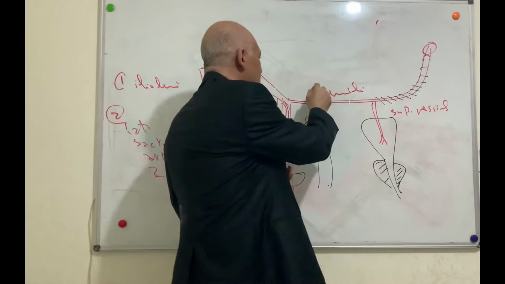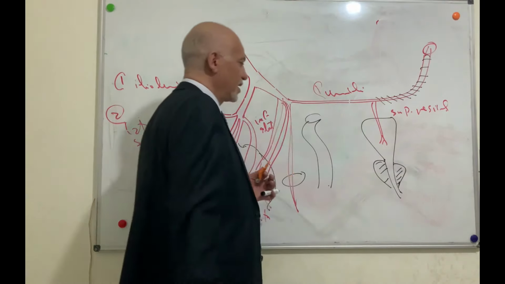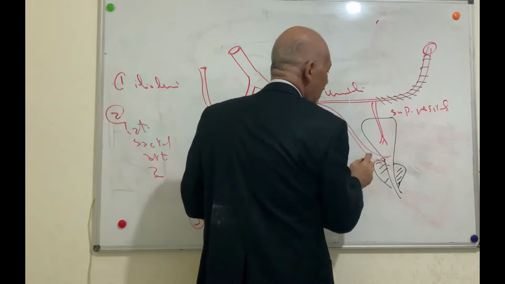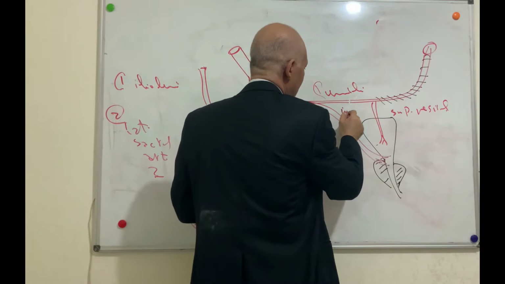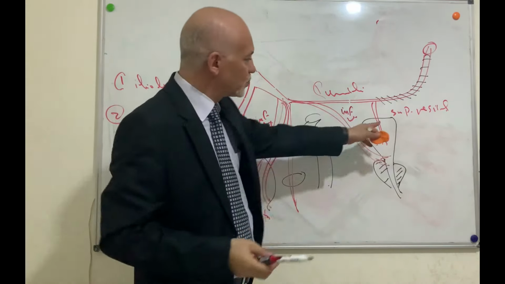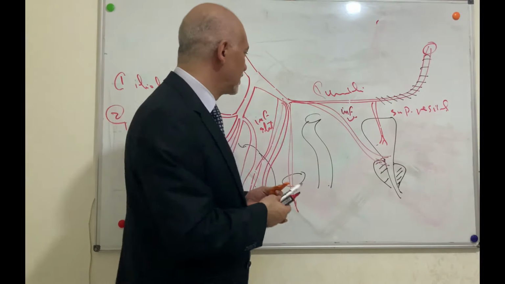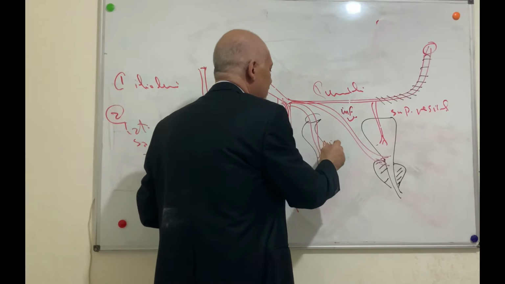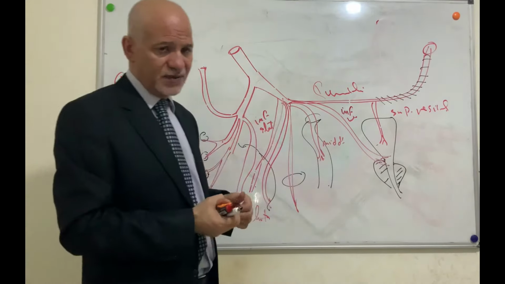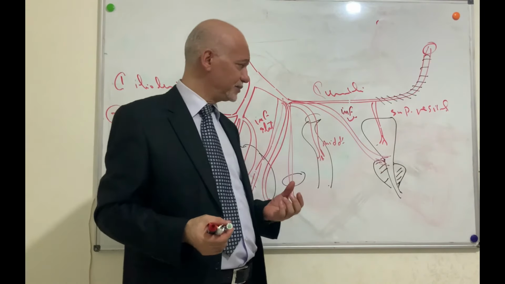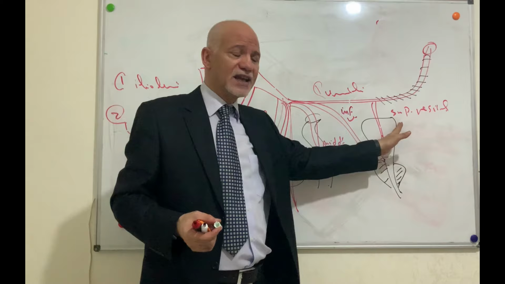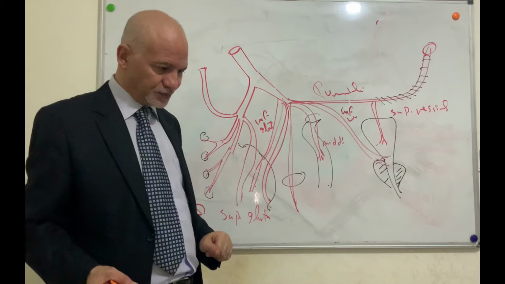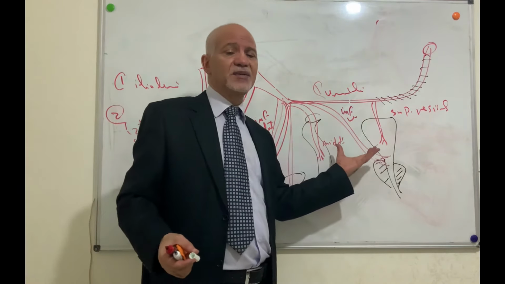The first branch is the umbilical artery, which gives the superior vesical. The second branch supplies the bladder and prostate, called the inferior vesical. The third artery supplies the rectum, called the middle rectal. So three visceral branches in male: umbilical, which gives superior vesical, inferior vesical, and the middle rectal. These are the visceral branches in male.